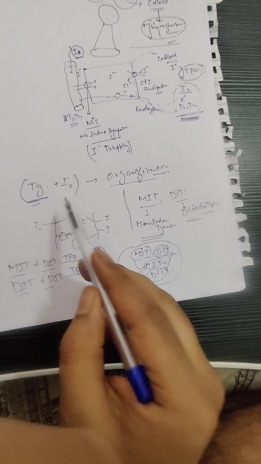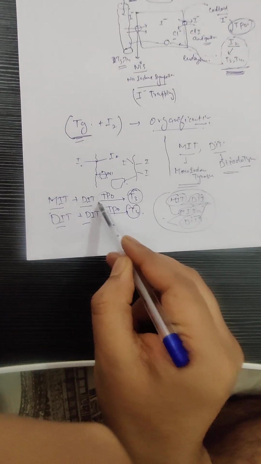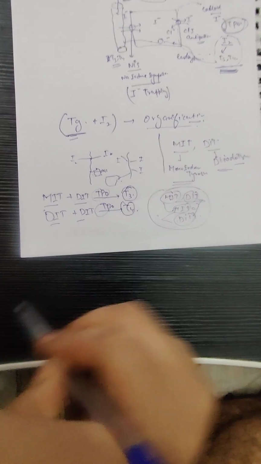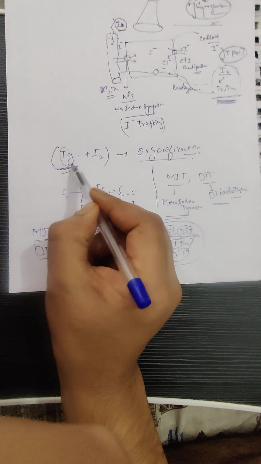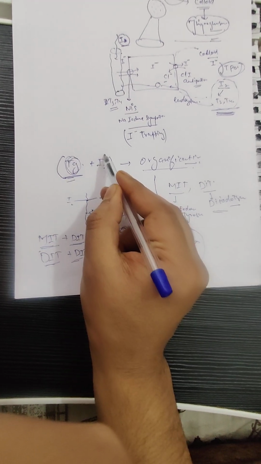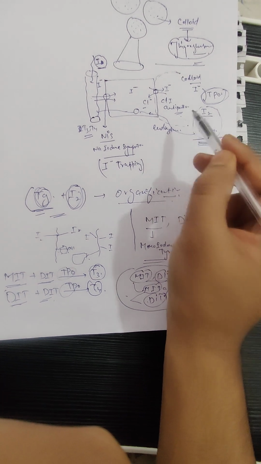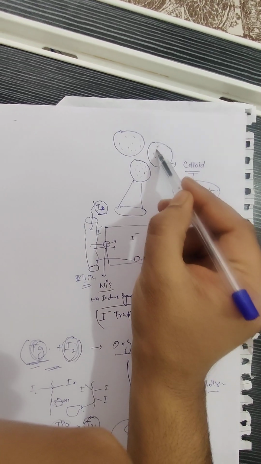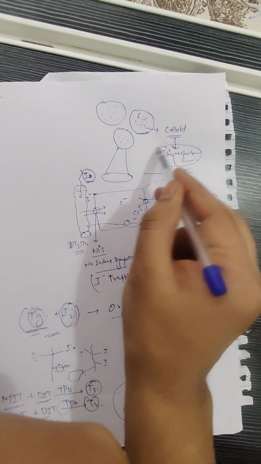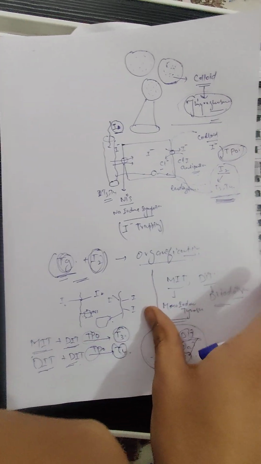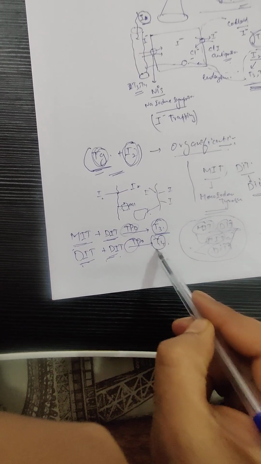So this is how, in presence of the TPO enzyme, the T3 and T4 will be formed. This MIT and DIT is formed by the reaction of this thyroglobulin molecule with iodine. This thyroglobulin was present in the colloid itself. This is the colloid, this is the follicle, and this is how thyroglobulin will react with the iodine molecules to form MIT, DIT, and in presence of TPO this will react to form T3 and T4.